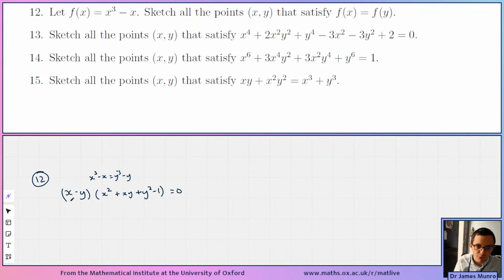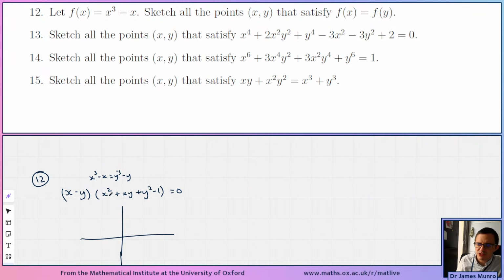So we have the line y equals x, that's part of it. So if x equals y, then f of x equals f of y. You put the same number in, you'll get the same number out. And there's this other part, which seems harder because it's not a circle. It's got this extra xy thing in here. So let's think about just sketching this.